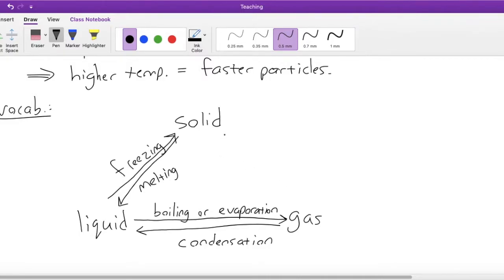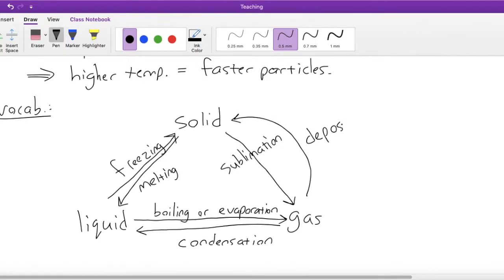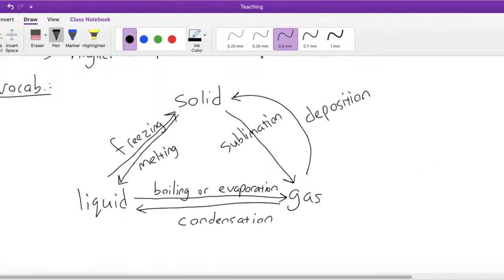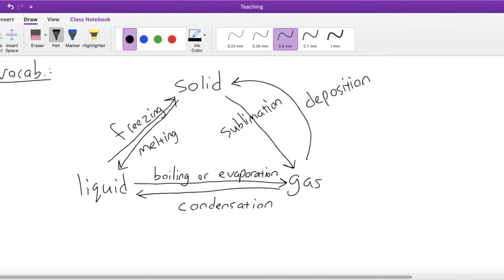And then here are 2 more that you probably don't know. From solid to gas, that's called sublimation. And then from gas back to solid, that's called deposition. You need to memorize all these vocab words. They are going to show up later.